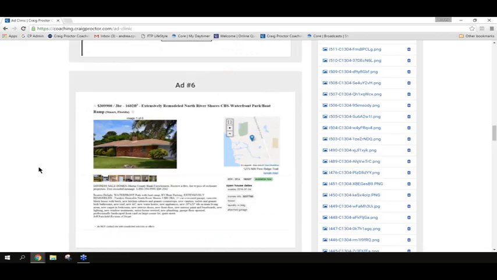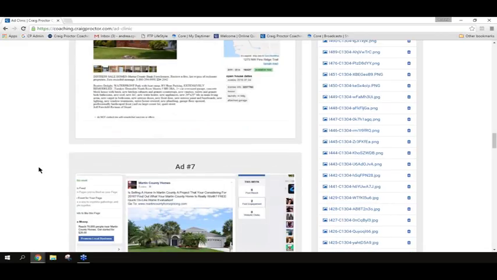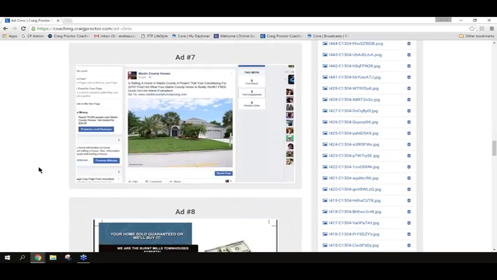Okay, let's get through the ads that were submitted, and then what I'd like to do today is go to the Craig Proctor coaching site, the system site, and show you things to do. How about that? I'll give you some suggestions on what to do. Let's look at ad number 7, James, another Facebook ad.